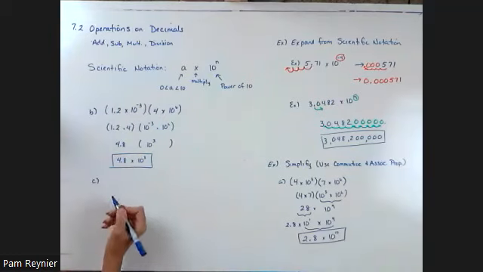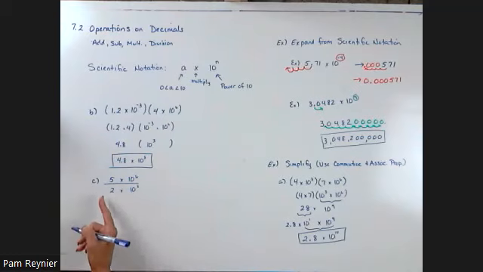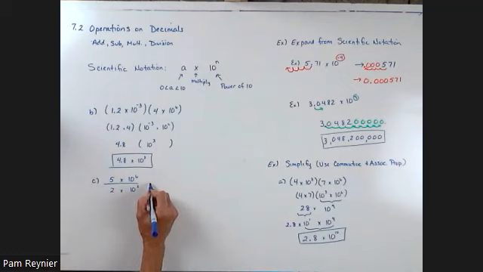And division works the same way. Let's say I give you 5 times 10 to the sixth divided by 2 times 10 to the second. Well, again, this is one problem. There's no adding and subtracting. All of this is multiplication and division. They're all factors. So I'm going to separate it out.